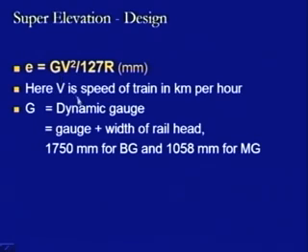And if we use the equation E equals G v square divided by 127 R, then in this case V is given in kilometers per hour. And when we use the value of G in mm, we get the value of E in mm.